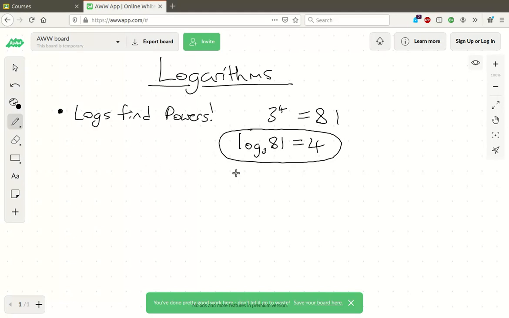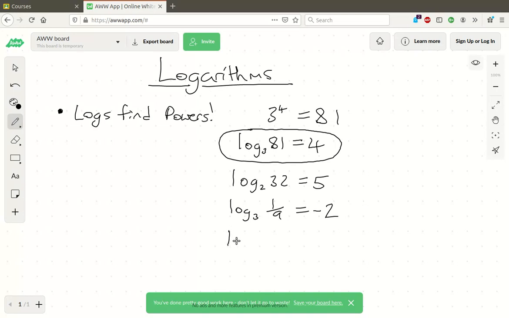So just a few examples of that. You could do something like log base 2 of 32. What does that mean? It means what do I need to put 2 to the power of to get to 32? The answer is 5, because 2 to the power of 5 is 32. Or log base 3 of 1/9. What do we need to put 3 to the power of to get to 1/9? Well, it's actually minus 2, because 3 to the power of negative 2 would give you 1/9.